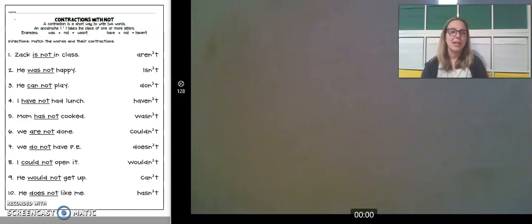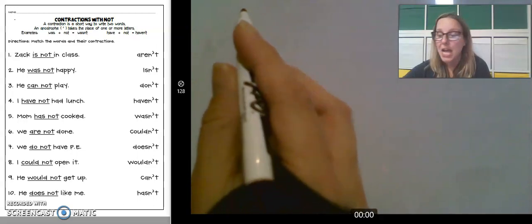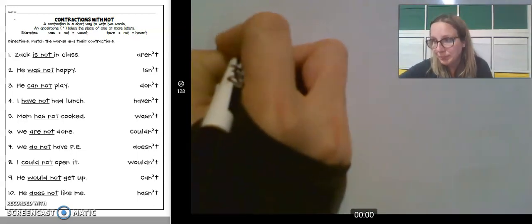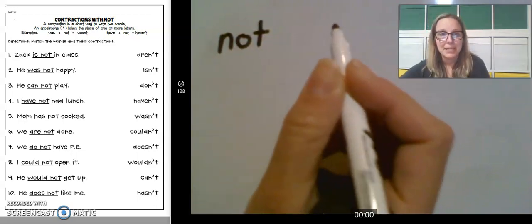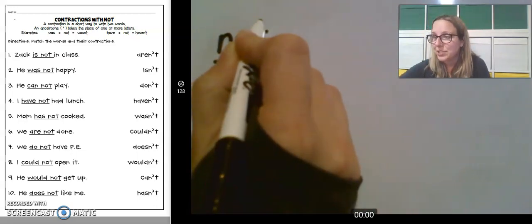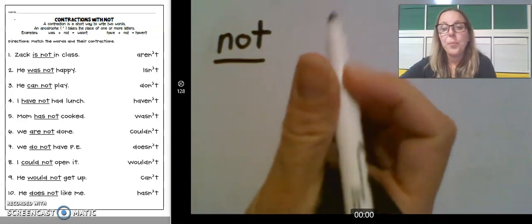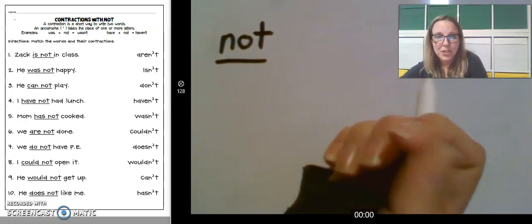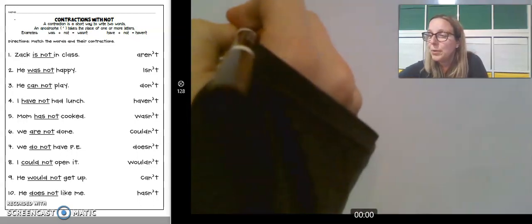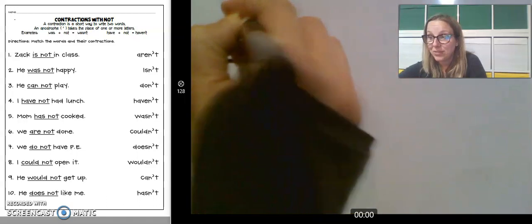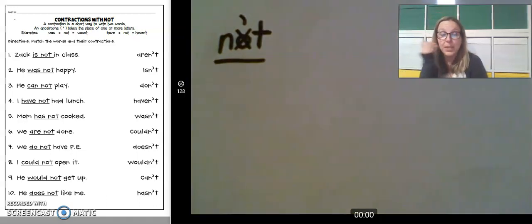So all of the contractions on this page are going to use the word not. So I'm going to write not up here at the top of the screen, just as a reminder that all of these contractions will have this word not. Now, when we make a contraction for not, we're going to remove this O and put an apostrophe in its place. So let's look at the first one.